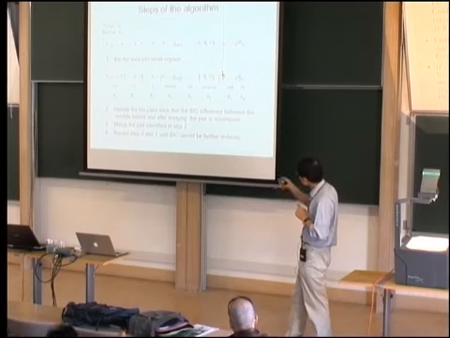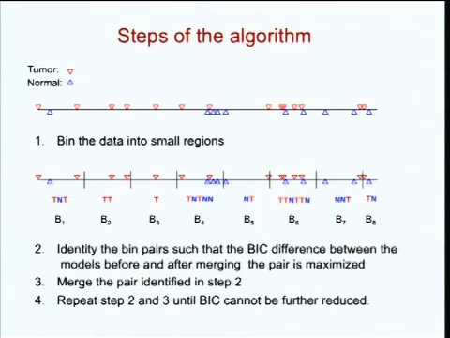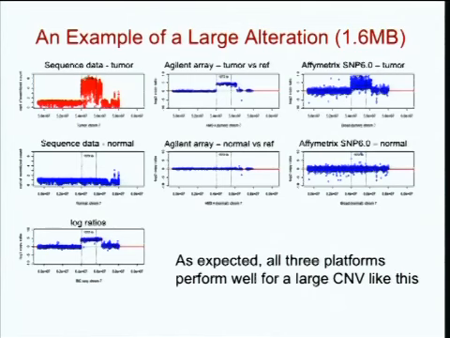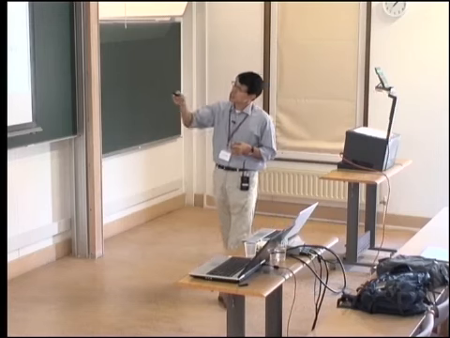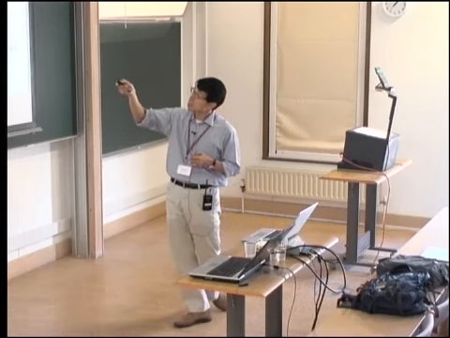We do this until BIC cannot be further reduced. At every iteration, we're just examining all the pairs. But once you combine two neighboring bins, you just need to look at that neighborhood again, while keeping track of what's happening with other neighbors. All right, so we run this algorithm. Let's take a look at a very large alteration, 1.6 megabases. So this is our tumor reads.